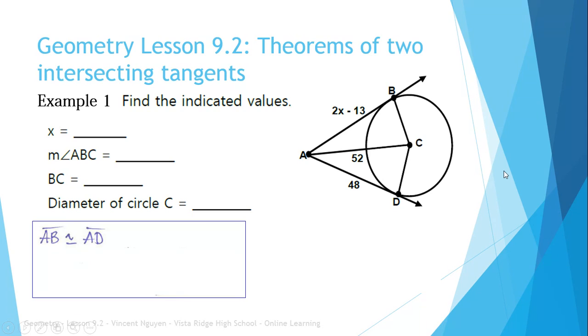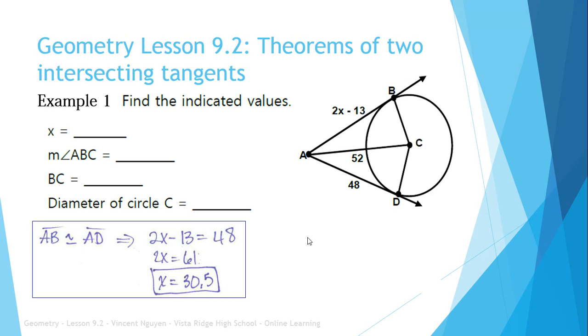So let's first use the first theorem that we just talked about. It says that when two tangents meet at a common point, which is point A right here, we know that the segments are equal. So we know that AB and AD are congruent. We're going to use this relationship to say that 2x minus 13 is equal to 48. This is a simple two-step equation you can solve to get the value of x. So you're going to add the 13 to the other side. You're going to get 2x equals 61. And to solve for x, you divide both sides by 2.